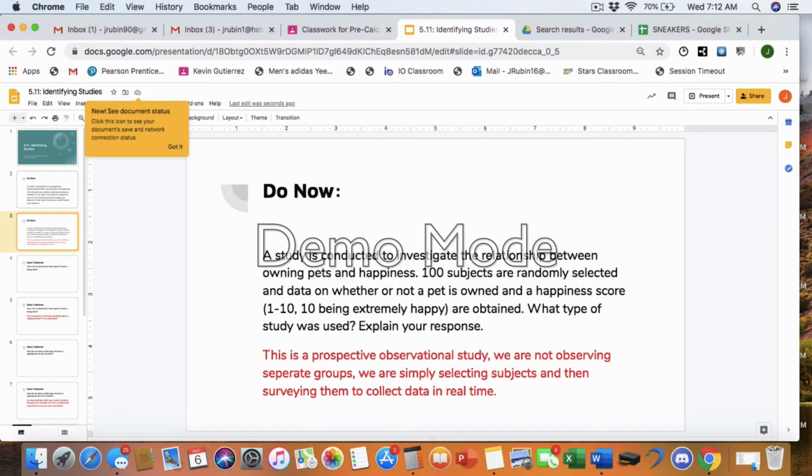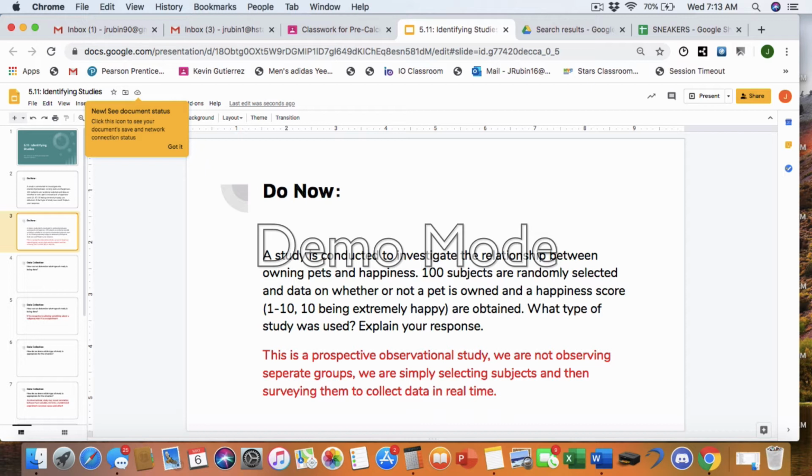Alright, so let's review this. In this particular instance, this is a prospective observational study. Why is that? Well, number one, there's not separate groups, right? There's no group getting one treatment or one variable and another group getting the second. Secondly, we are selecting subjects and just asking them questions, like collecting survey data.